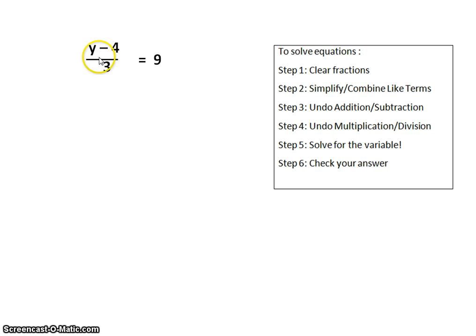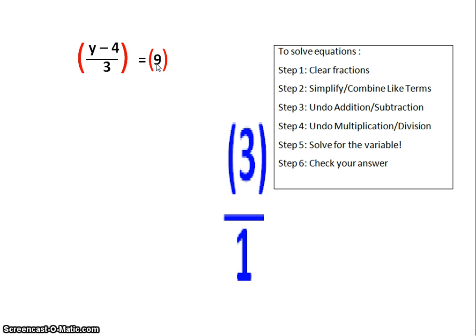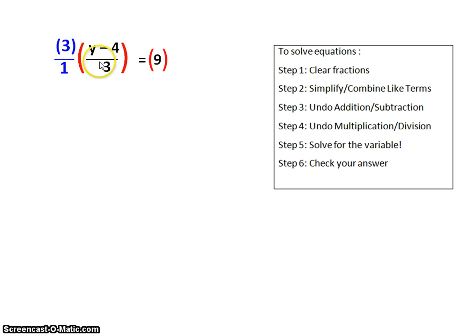In our second example, we have y minus 4 over 3 equals 9. The first step is to clear the fractions. If you look on the left side, obviously this is a fraction, and it is one term. So I'm going to multiply this one term by the denominator 3, as long as I multiply every term by 3. So I'm going to multiply this term by 3, or 3 over 1, multiply 9 by 3 over 1. On the left-hand side, the 3 in the denominator will cancel out the 3 in the numerator.